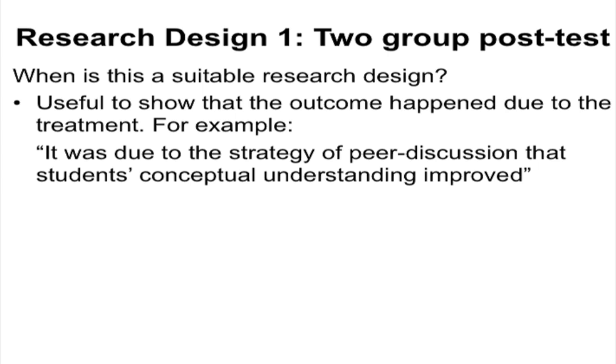So what we are trying to do here is isolate the effect of the treatment and try to keep the effect of all the other variables the same between the two groups. It's very similar to conducting a regular science or engineering experiment in the lab. So at the end of our study, we want to be able to make a claim saying that it was due to the strategy of peer discussion that students' conceptual understanding improved. We want to be able to attribute our result to the treatment.